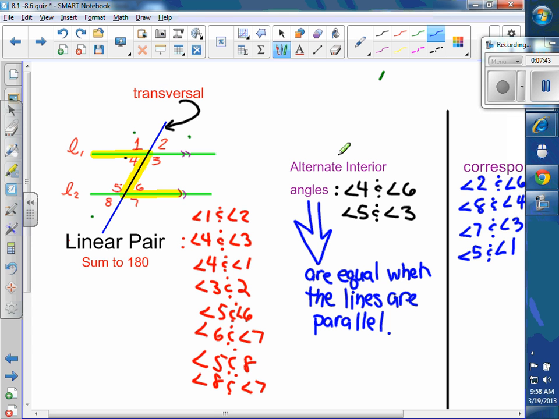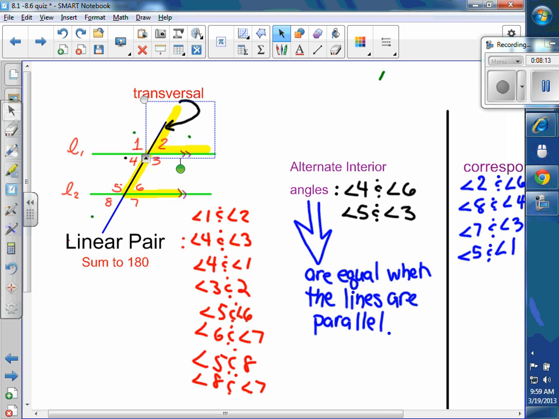That's the key. Does that make sense? So what about corresponding angles? Yeah, it's going to be, because what's a corresponding angle to 6? 2, right? So if I just take this and flip it, that was the same as 6, right? Corresponding angles are equal.